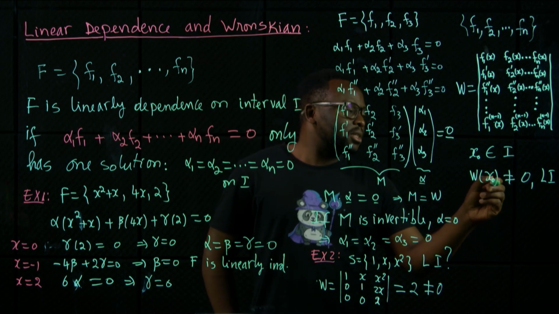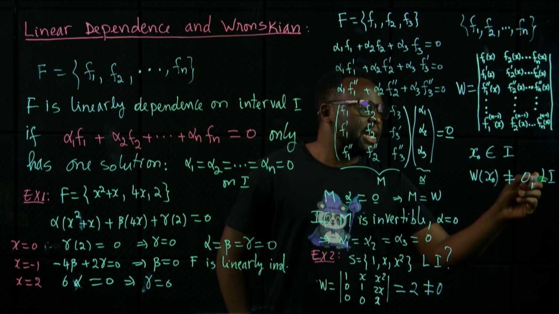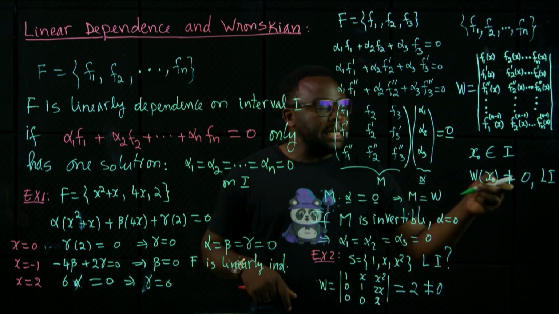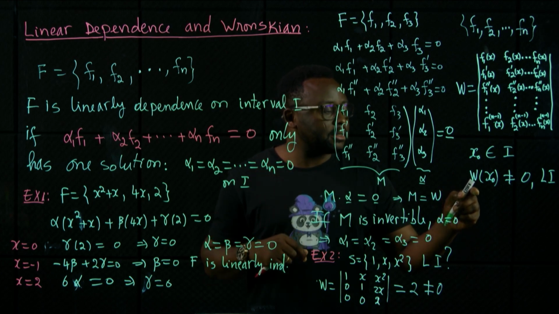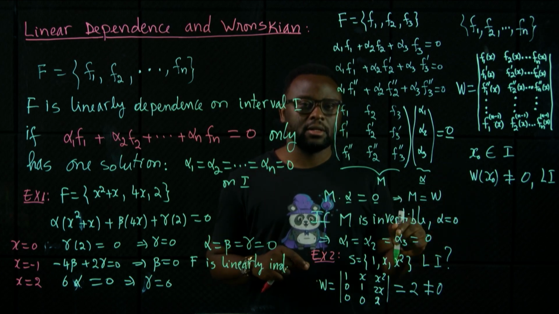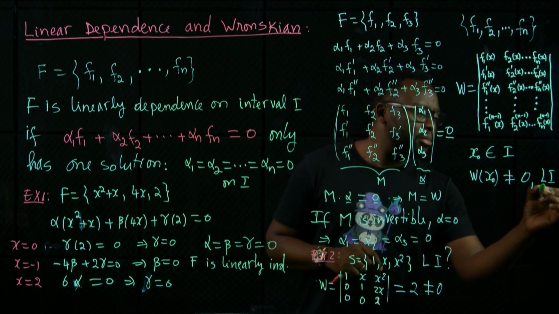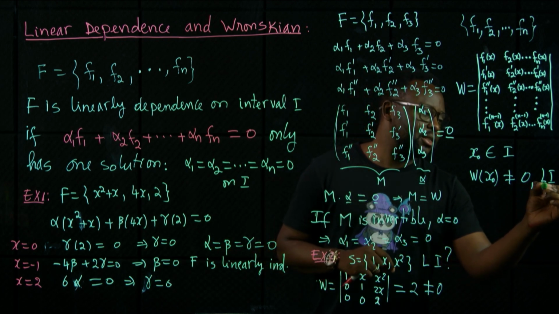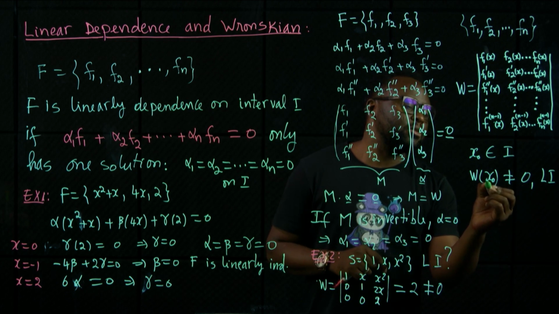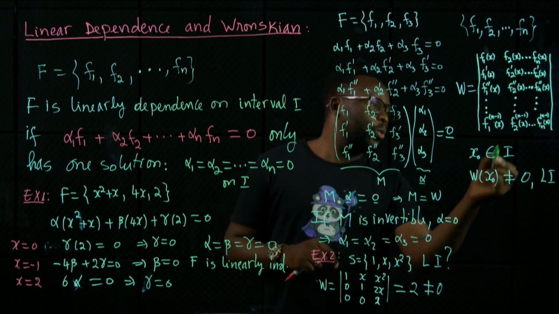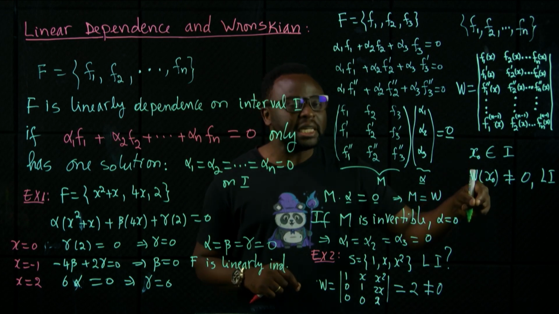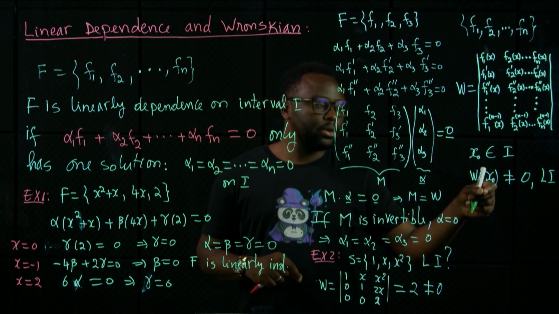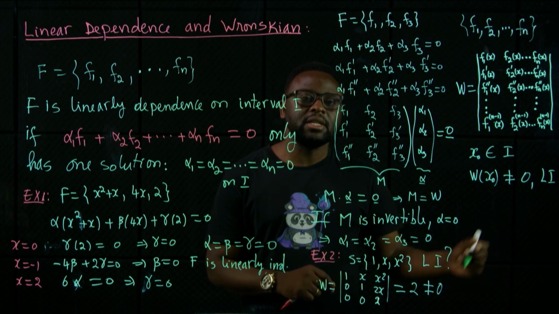Although a non-zero Wronskian implies that the set is linearly independent, a linearly independent set does not imply that the Wronskian is non-zero at all points of the interval. So what I'm saying here is that the system can be linearly independent, but it doesn't mean the Wronskian will be non-zero at all points in the set. As you can see here, we have chosen only 1 point. 1 point is enough to show that when the Wronskian at that point is different from 0, then the system is linearly independent.